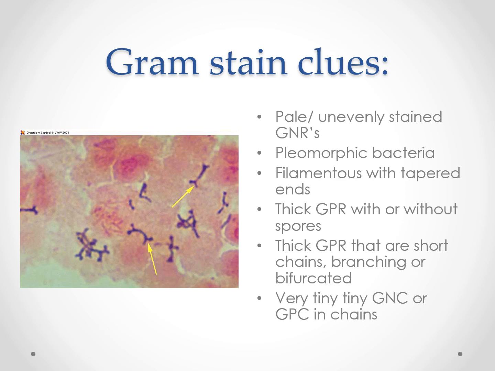And then finally, if you have very teeny tiny gram-negative cocci or gram-positive cocci in chains, you're probably dealing with either a Veillonella or a Peptostreptococcus. Over on the image on the left-hand side, you can see dog bones, and those dog bones represent Bifidobacterium. This is what we call bifurcated gram-positive rods.